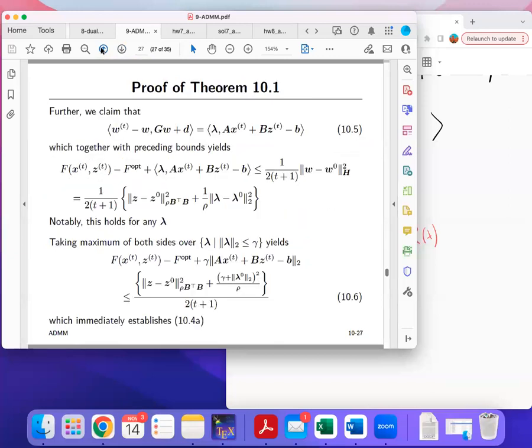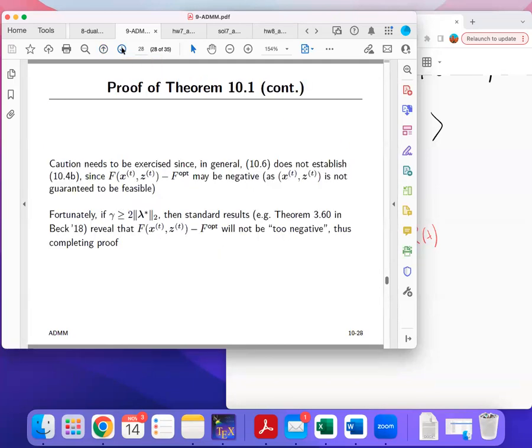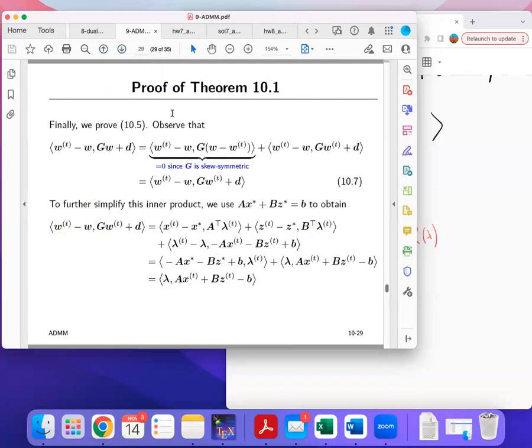So this slide is to prove 10.5. 10.5 is to argue that this inner product is, by plugging in all definitions, just lambda times this constraint violation. I will not go into the details, but it's just plugging in the definitions and doing some linear algebra.